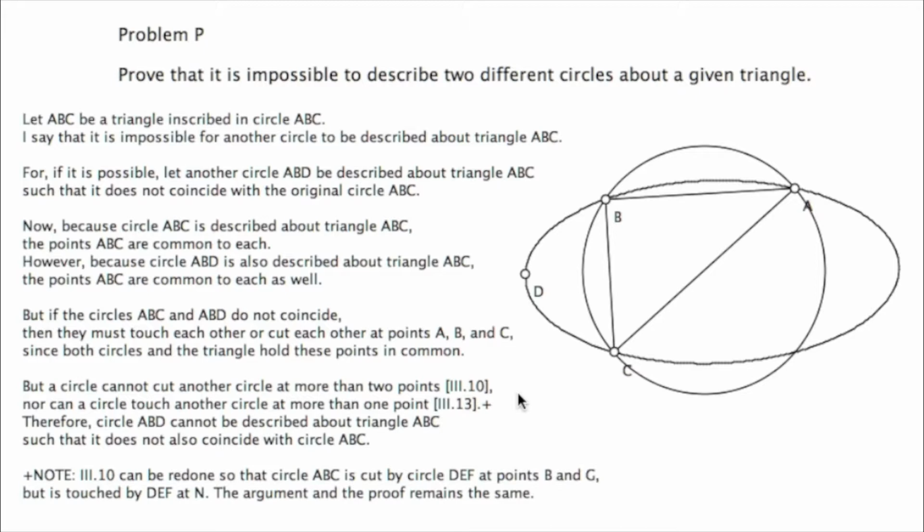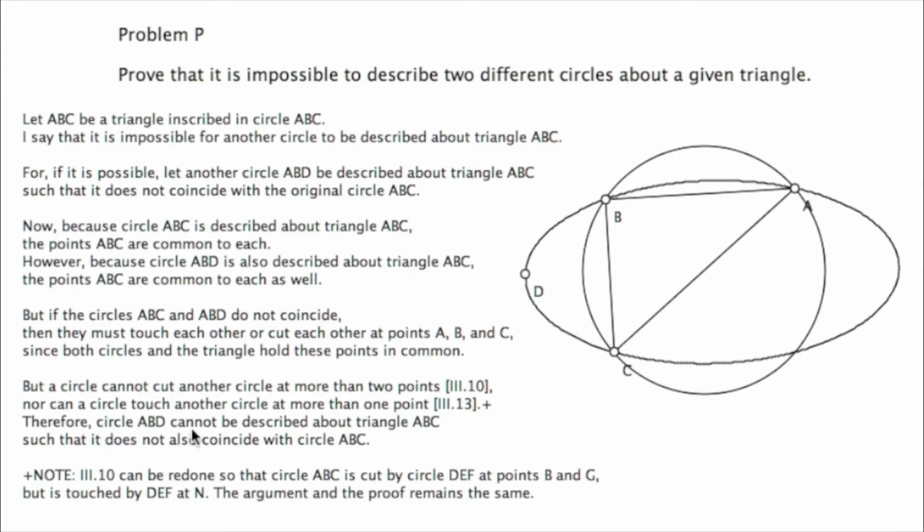Which means that one of these points is either going to have to be impossible, or, as we'll see, impossible. So nor can a circle touch another circle at more than 1 point, right? So it's not possible then for this circle to actually just be touching the other circle at these 3 points, right? So what we can't say, well, it's not cutting, it's just touching. That doesn't work either because of proposition 13.